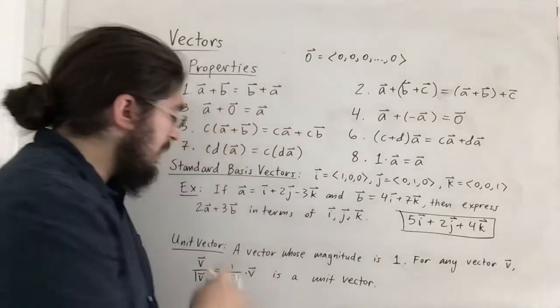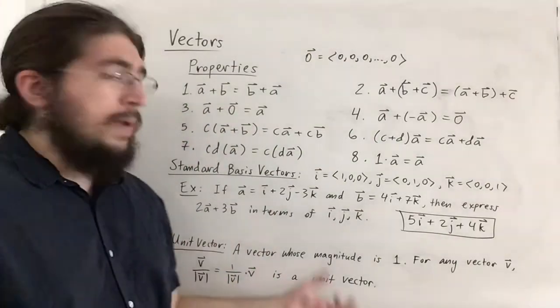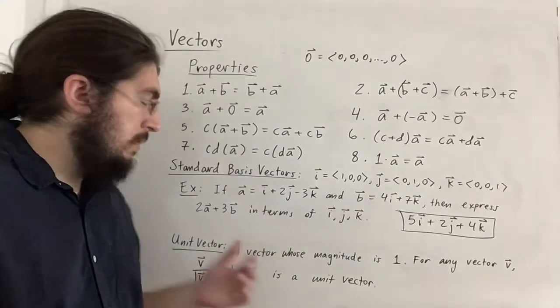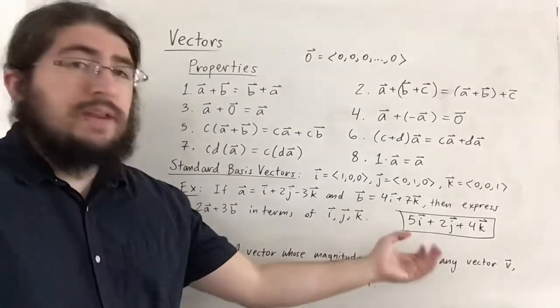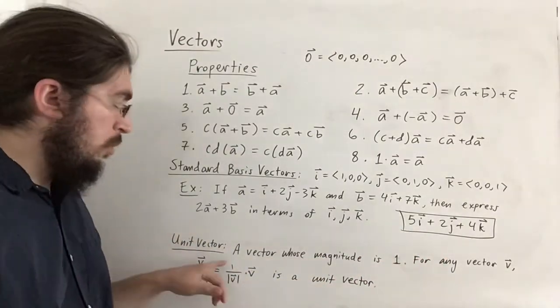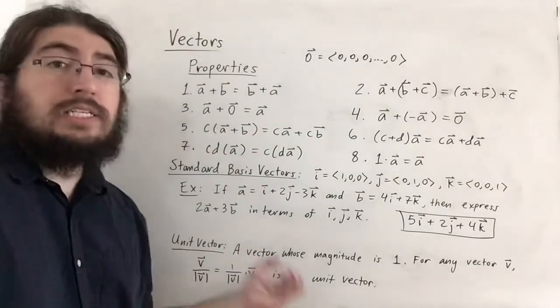Now the next thing to talk about are what are called unit vectors. A unit vector is a vector whose magnitude is 1. So its magnitude is 1 unit basically, hence the name unit vector. Now for any vector v, 1 over its magnitude as a scalar multiplied by the vector v is a unit vector.